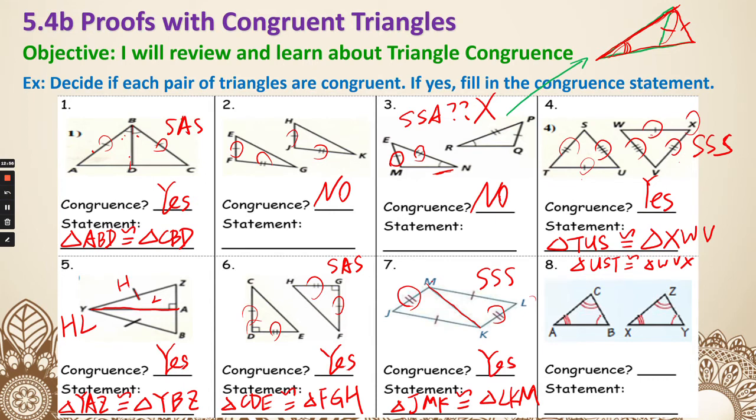Number 8, that looks like it's angle. But angle is not a thing we use to actually prove triangle congruence. The answer is no. And here's a counter example. I can just make it bigger. Draw all parallel lines. I can make it bigger. They have the same angle, but they're not the same. They're not congruent triangles. So number 8 is no, because we don't have such a thing as AAA.